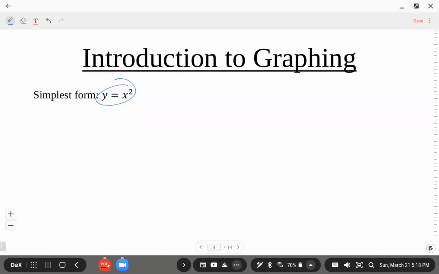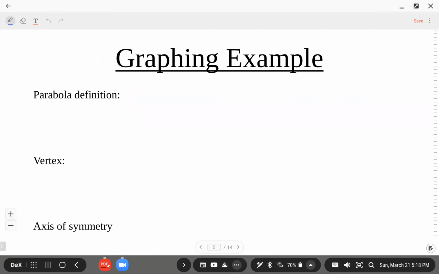Not a parabola, a parabola. Pronunciation issues. So basically, when we're graphing, we're going to have a parabola, and that is basically a U-shaped graph. And sure, you already know these, so I'm not going to take the time to write out each of these. I'm just going to talk about it for a bit.